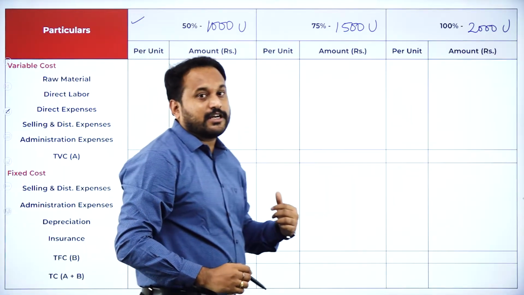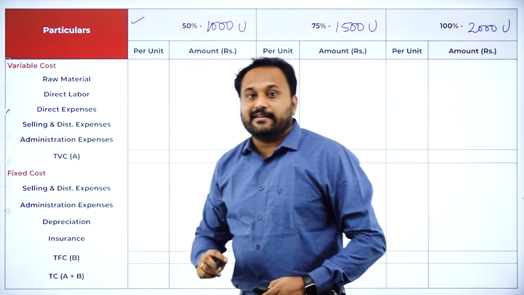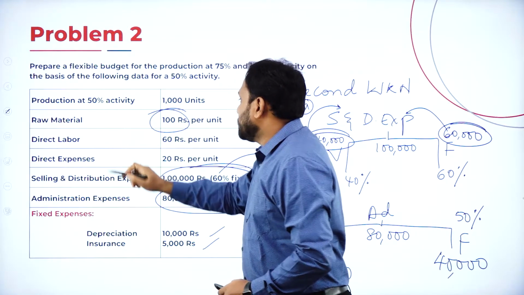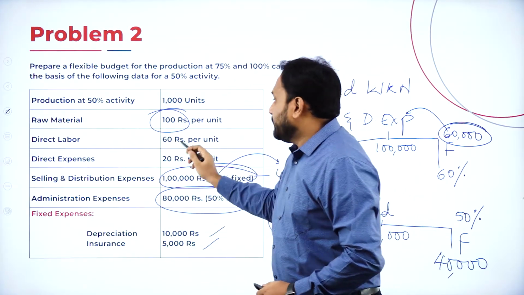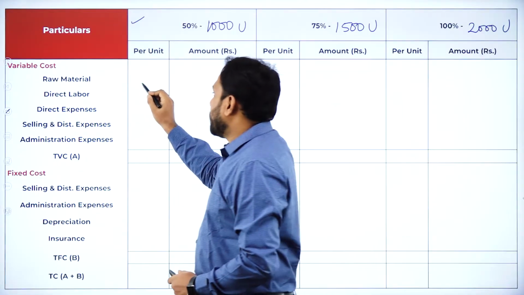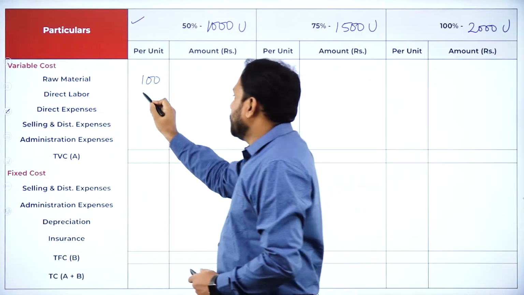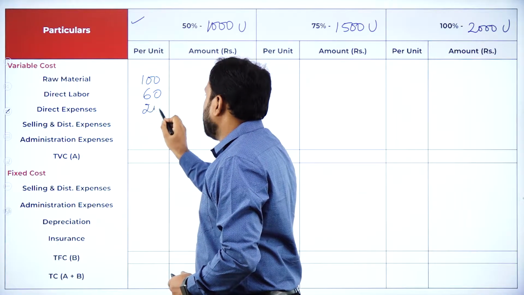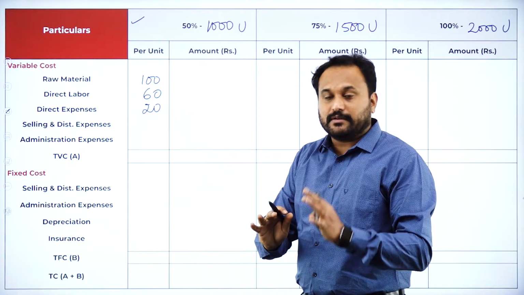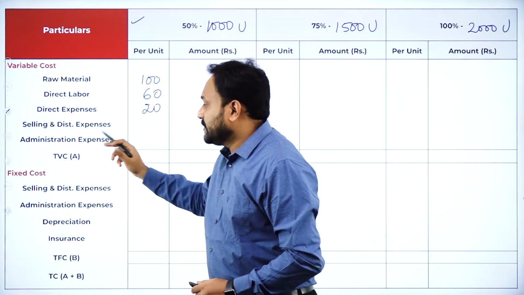Next, what are we supposed to do? Now see the question and write down the first one, variable cost. Raw material is 100 rupees per unit. Direct labor is 60 and direct expenses 20. So we'll go with it. Here 100, and then we have 60 here and 20 here. Done. Now till here, is it easy, students? Very easy for you to remember? Done.